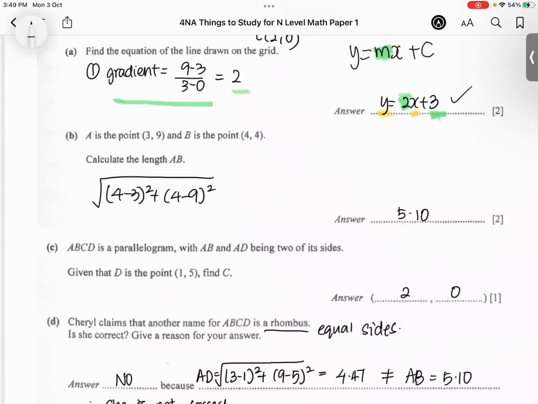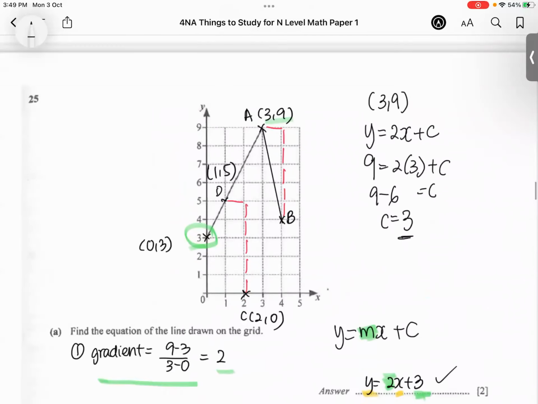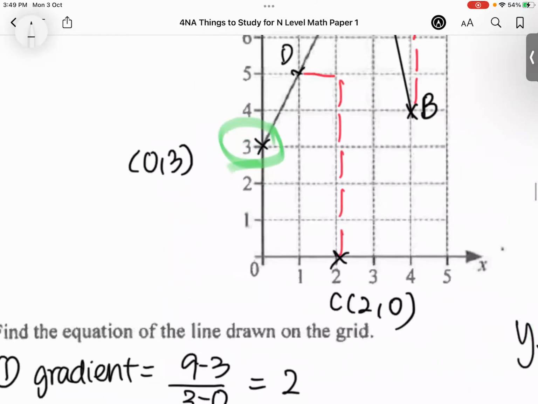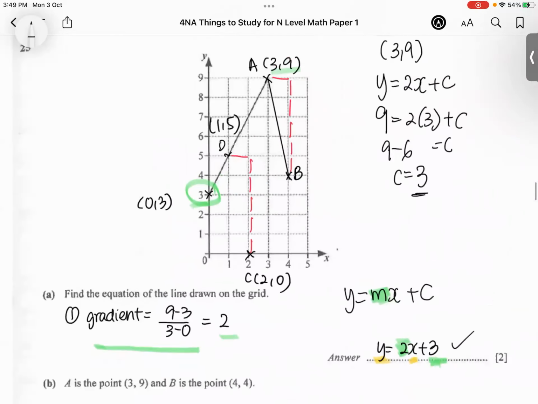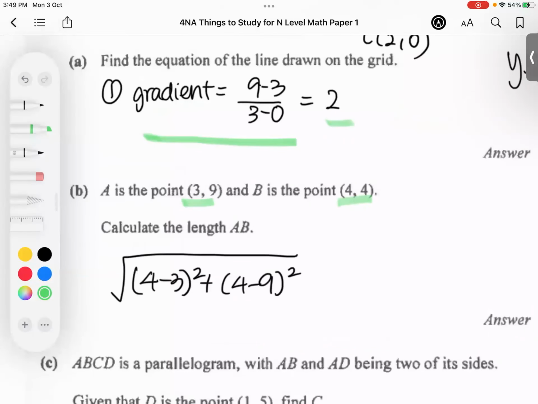And then next one, they say ABCD is a parallelogram with AB and AD being two sides. Then the first question, some of the students are asking, sure, which one is A, which one is B, or which one is D? Then they assume that this point over here is the A or whatever. No, read part B. Part B says A is the point (3,9), B is the point (4,4).